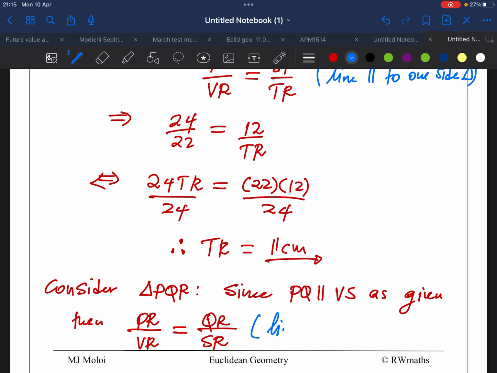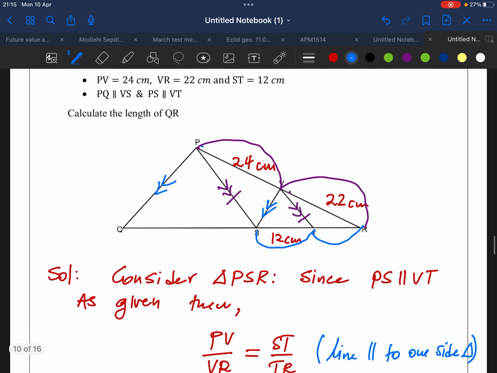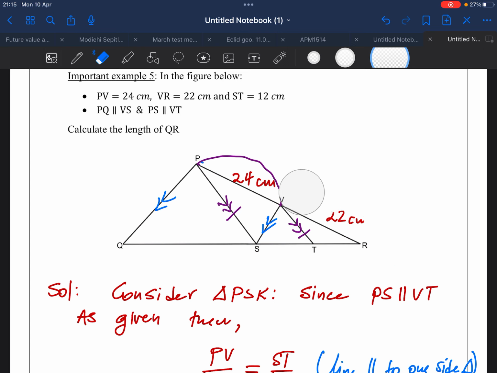Now your reason will be line parallel to one side of a triangle there. So let us go back to our sketch there and check. So we said PR. So let me just remove these ones. Okay, so about that, we will have 22 there. Yeah, so this is 22.